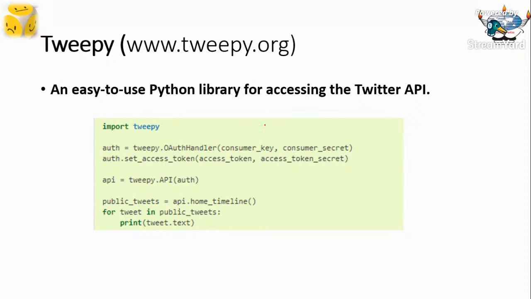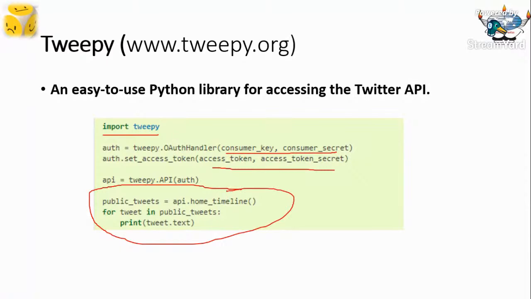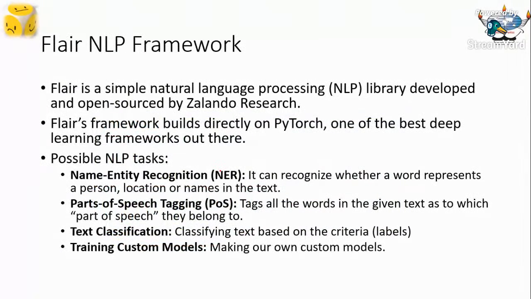Here you can see on the screen, Tweepy. In the code also we'll discuss it. Here the consumer key, consumer secret and access token are used to scrape the tweets. Scrape means to get the tweets from the Twitter servers.